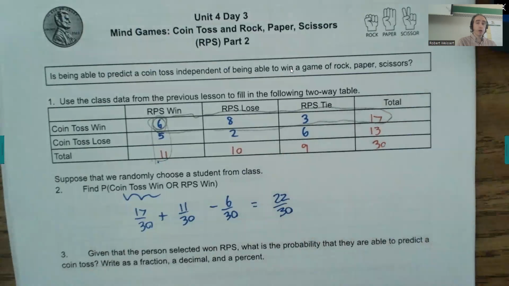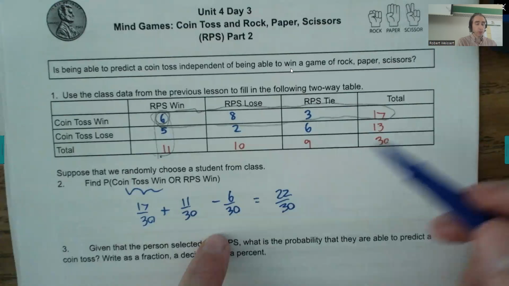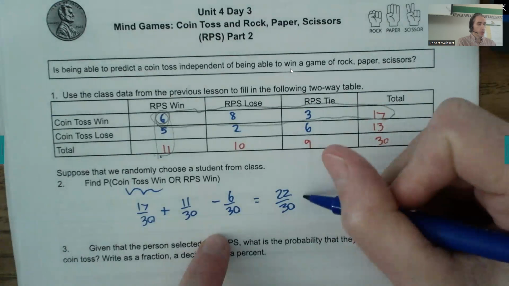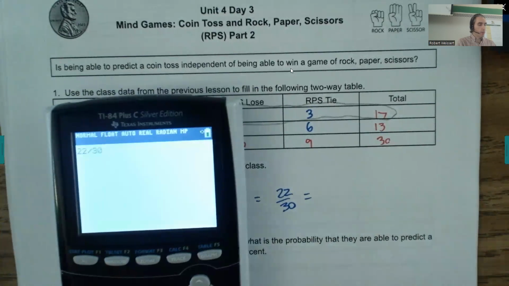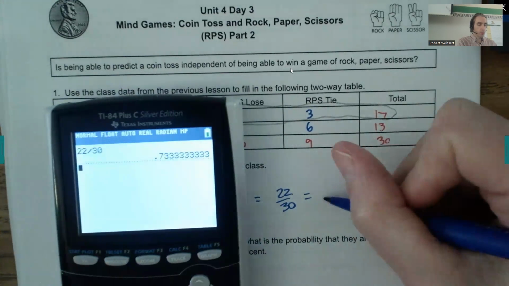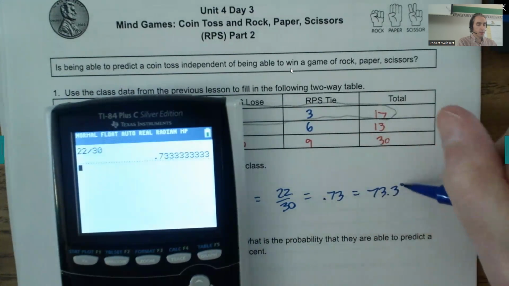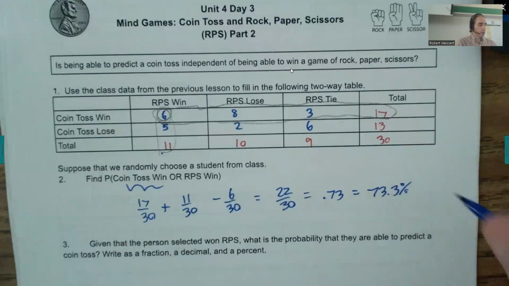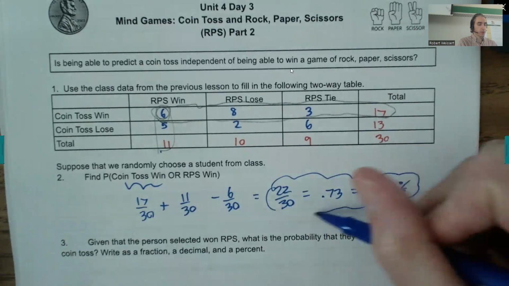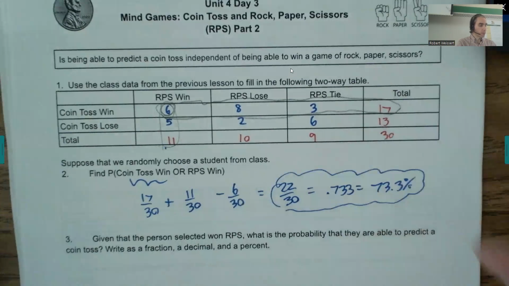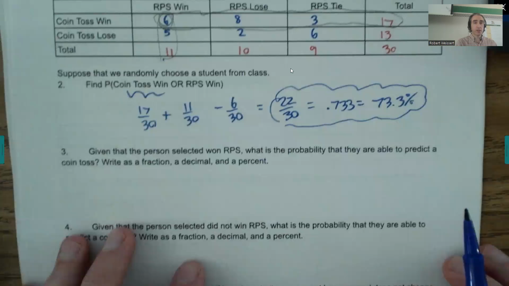So the probability of one or the other happening, winning rock, paper, scissors or winning the coin toss, is going to be 22 out of 30, which of course is about 0.73 repeating. So we'll just say 0.73 or 73.3%. We want to get a little bit technical with those numbers. All of those numbers are equally valid ways to represent those probabilities. And that's going to be your or scenario. Now let's move on to the next one.